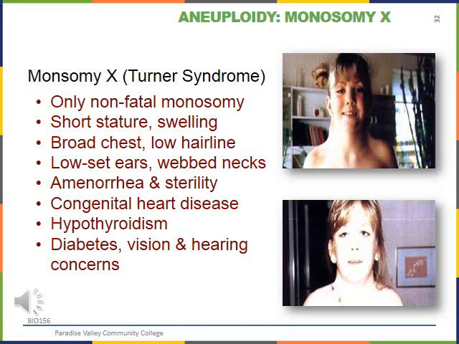It's non-fatal. You get the short stature, the swelling, the broad chest, the low hairline. You can see they don't have much of a delineation for their neck. It's very stiff and webbed, as they call it. Amenorrhea means that there's no menstrual cycle, and sterility means they can't have children. Their eggs basically are sterile. Congenital heart problems, hypothyroidism, which means a decrease in your thyroid activity, diabetes, vision, and hearing concerns as well.